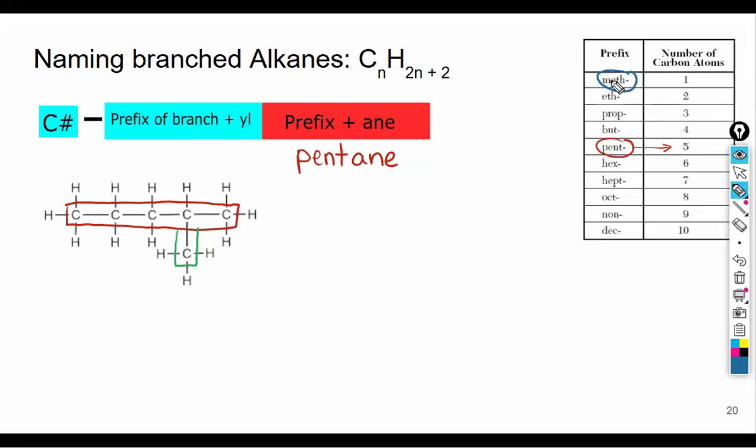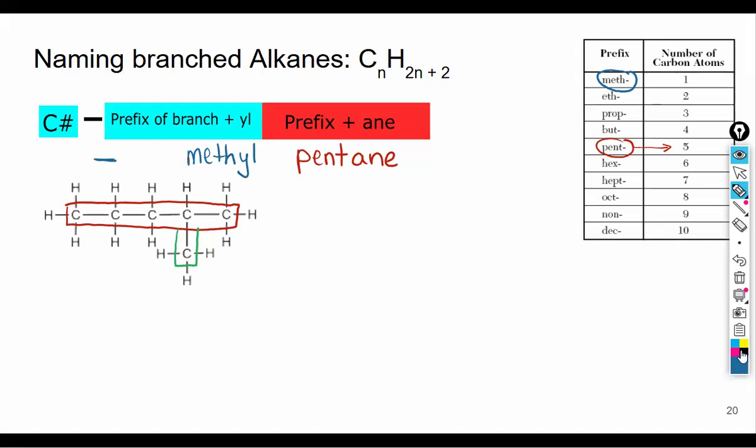So its name will start with meth. And all branches end with YL. Always. That's what this means. The prefix of the branch, that is how many seeds it has, and you always add YL to it. Then you put a dash. Okay?